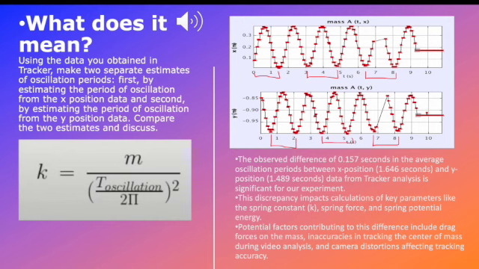the observed difference between the x and y position is 0.157, and these discrepancies are impacted by calculations, as we mentioned earlier, from the spring constant, the spring force, and the spring potential energy, and other factors such as drag forces, inaccuracies, and camera distortions can affect this accuracy.